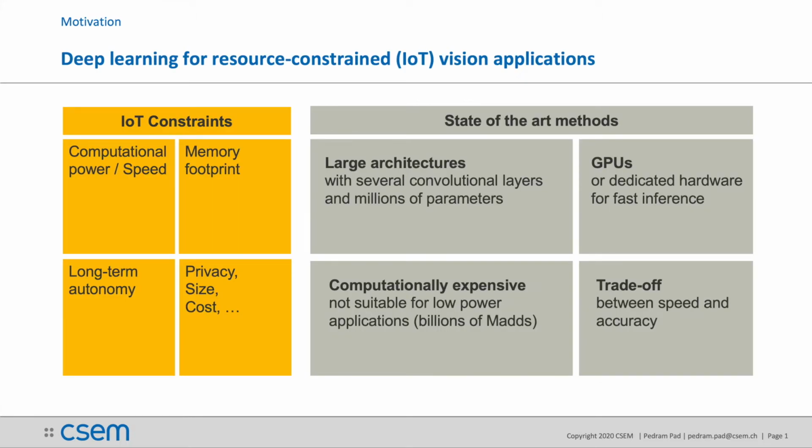Substantial progress has been made in deep learning in recent years, but the advanced approaches still remain computationally expensive. In fact, vision applications often require large architectures in terms of both number of parameters and computational cost, making them unsuitable for low-power applications running in resource-limited devices.